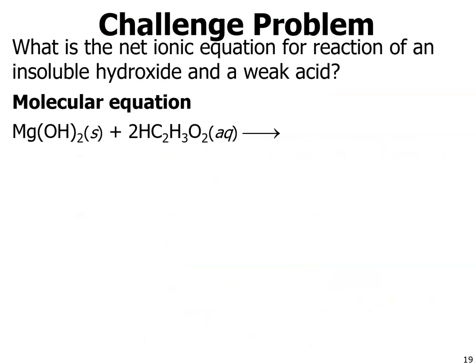So next I want you to think about this challenge problem and post your answer in the Blackboard space in the weekly content section. So the question is, what is the net ionic equation for the reaction of an insoluble hydroxide and a weak acid? So that kind of gives you some hints about the description of these and what you should do. So I want you to draw out, here's the start of the molecular equation. Write out the ionic equation based off of the hints that you're given, and then finally the net ionic equation for this, and post that in our Blackboard space.